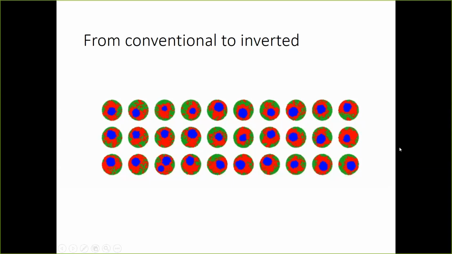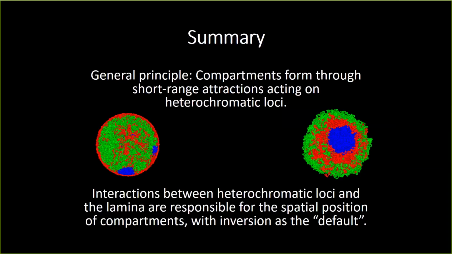So I think just to sum up, as a general principle, what we are hoping you'll be convinced of after this is that compartments are forming through the short-range interactions between heterochromatic loci. There's a particular ordering to this, which says that the constitutive heterochromatin interaction must be the strongest, followed by the facultative heterochromatin interactions, and then the euchromatin interactions must be the weakest in order for this model to make sense.